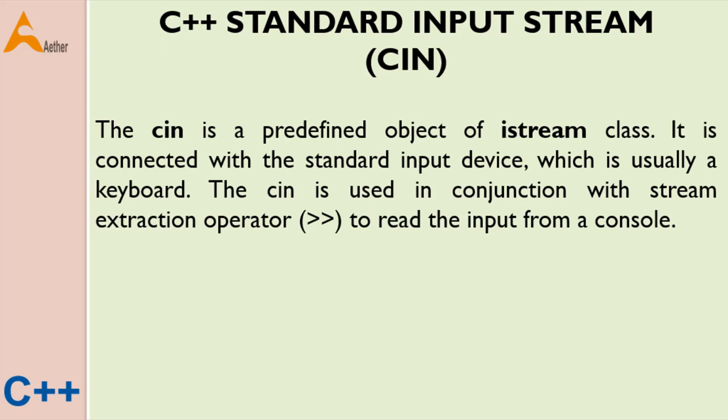Standard input stream cin. The cin is a predefined object of istream class. It is connected with the standard input device, which is usually a keyboard. The cin is used in conjunction with the stream extraction operator to read the input from a console.